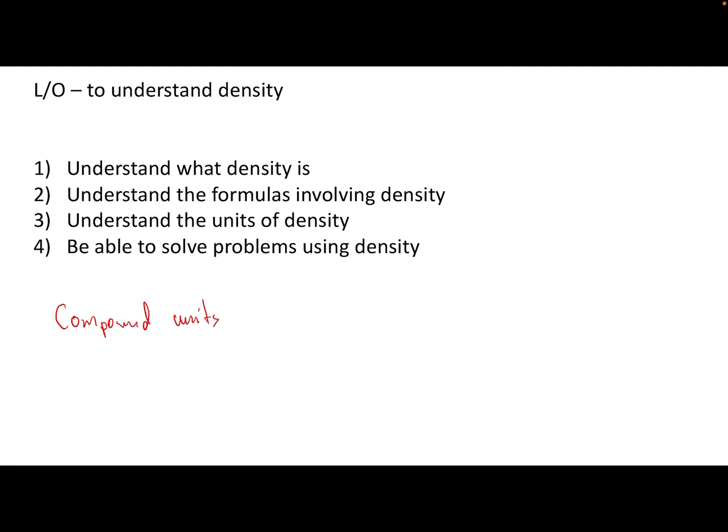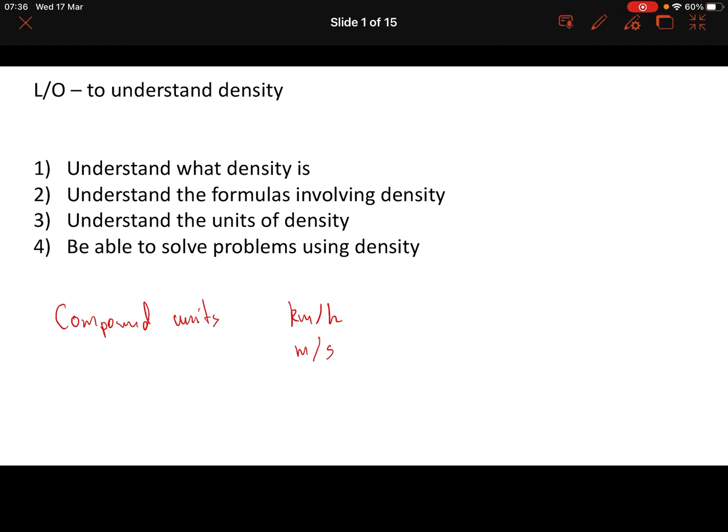Speed is kilometers per hour or meters per second. That's how we measure it. It's compound units made up of two units, and so is density. So they're actually linked. Obviously, density and speed are very different things, but the way we treat them mathematically is very similar. So we're going to look at what density is, understand the formulas involving density, understand the units of density, and then be able to solve problems using density.